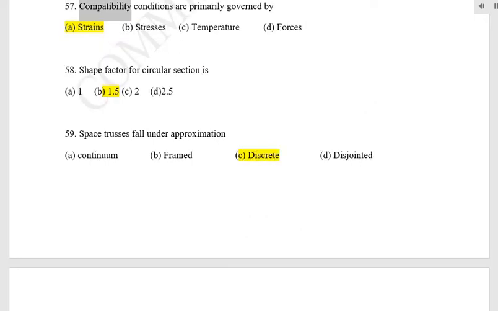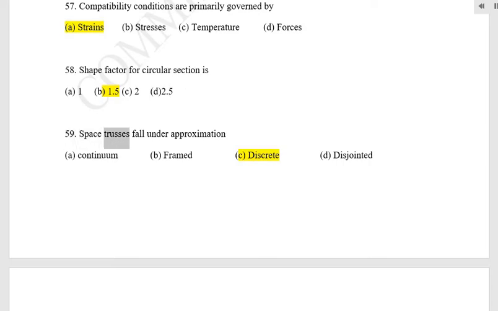57. Compatibility conditions are primarily governed by: A. strains, B. stresses, C. temperature, D. forces. 58. Shape factor for circular section is: A. 1, B. 1.5, C. 2, D. 2.5.